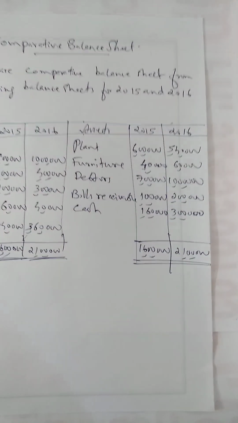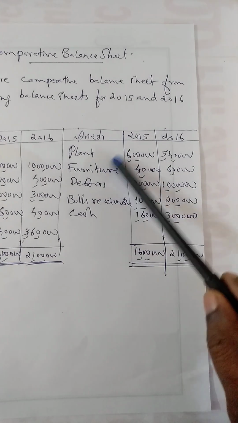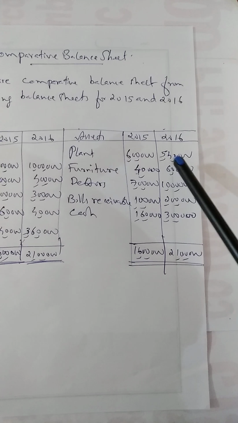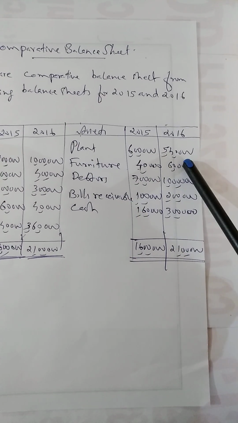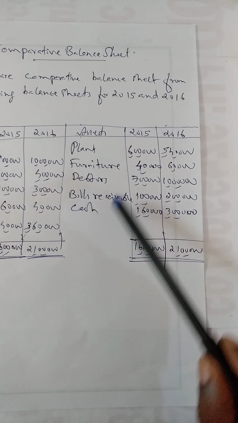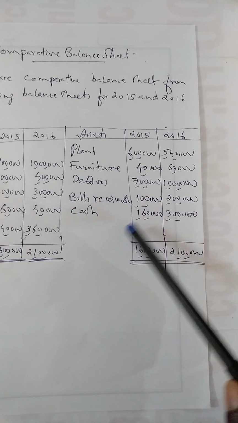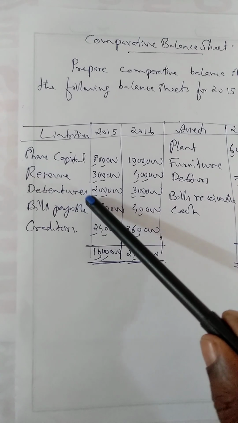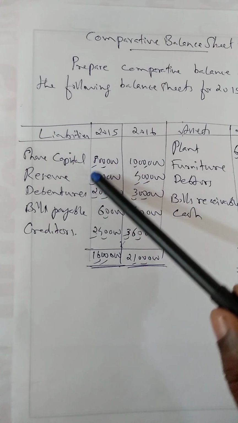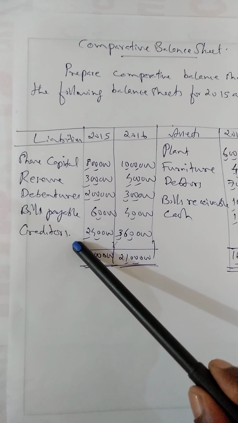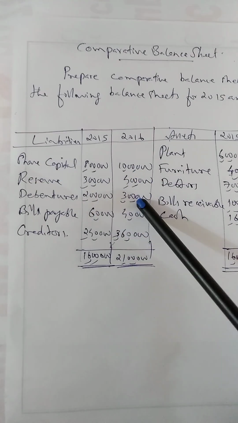Here you can see plant. For 2015 it is 6 lakh and for 16 it is 5 lakh 40,000. Similarly, furniture, debtors, bills receivable, cash. So, assets are there for 2 years. And when you come to this liability side, you can see share capital, reserve, debentures, bills payable, creditors. These are also given for 2 years.